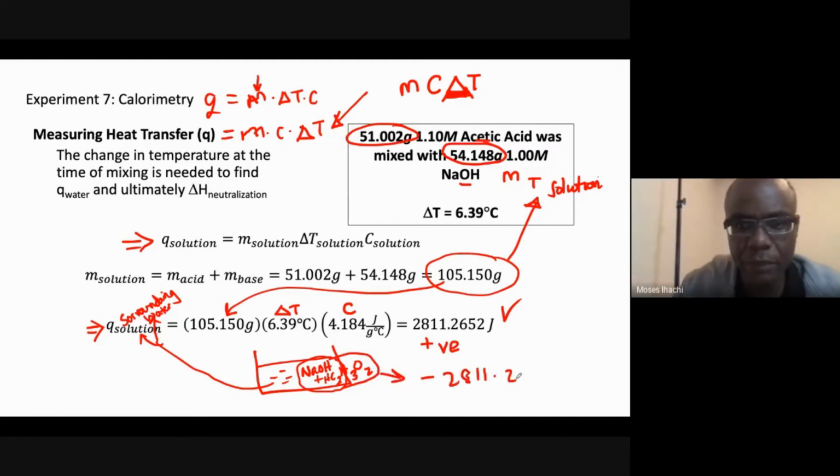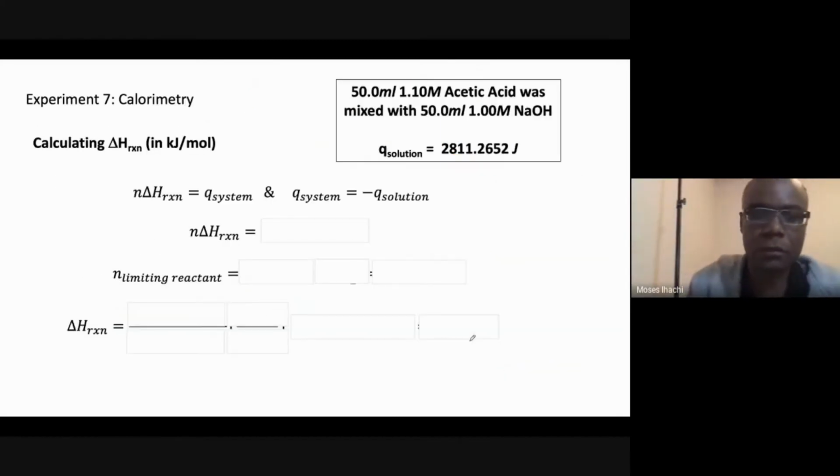So if I was asked to find the Q for the system, the reactants, the answer should be negative 2811.2652 joules. Why? The system lost heat energy, and it lost it to the water. The water gained the heat energy. So Q for the water or the solution will be positive, while the Q for the system will be negative because it lost that heat energy to the water. So it's negative. The value is the same. Okay, so use that idea to find heat of reaction.